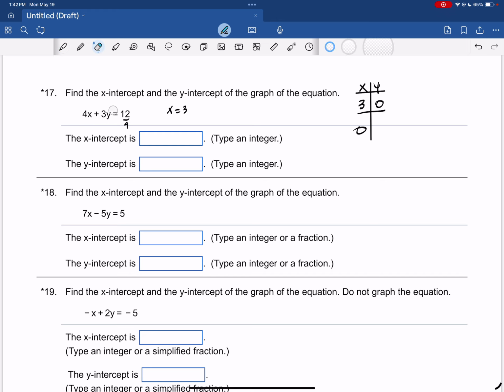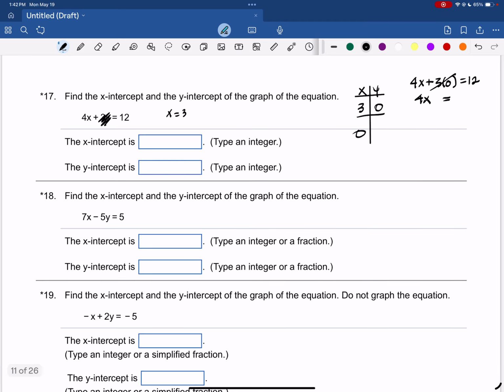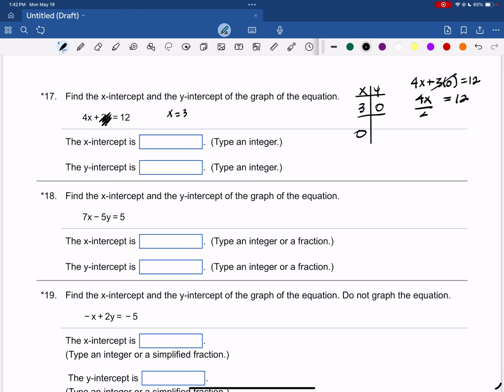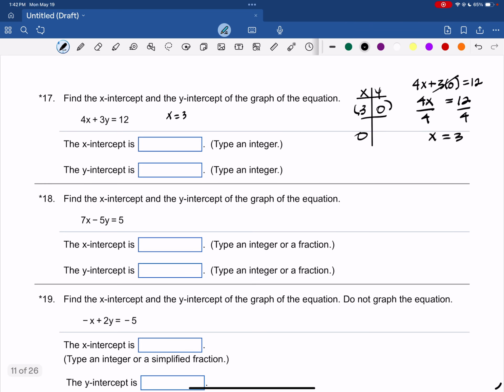All right, now let's do that more formally. I would do 4x plus 3 times 0 equals 12. That's going to be a 0. Over here, I just blackened it out. It's the same thing. One-step equation. Since it's multiply, we have to divide. X would be equal to 3. So there's my point, 3, 0, and the x-intercept is 3. They don't want an ordered pair, but if they ask for the ordered pair, you would write 3, 0.